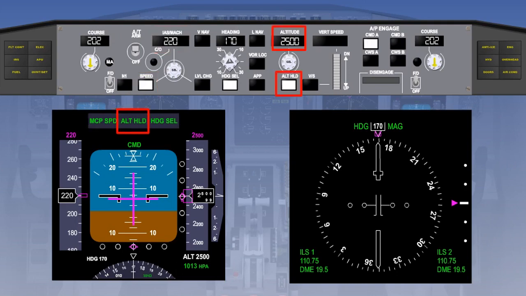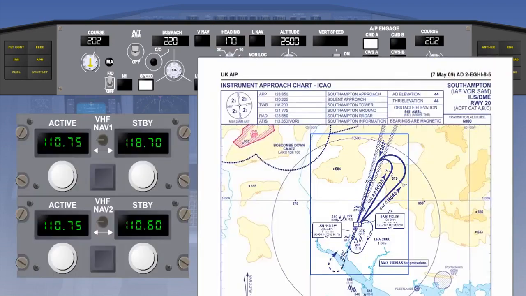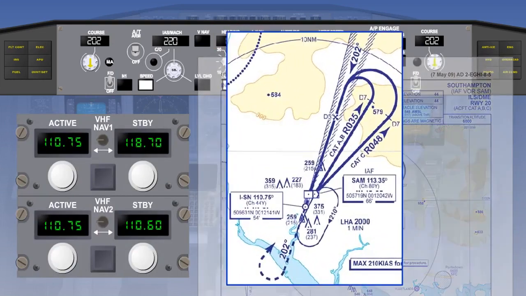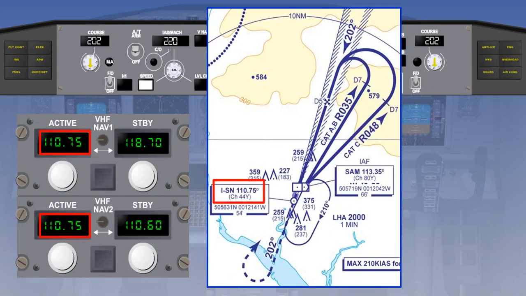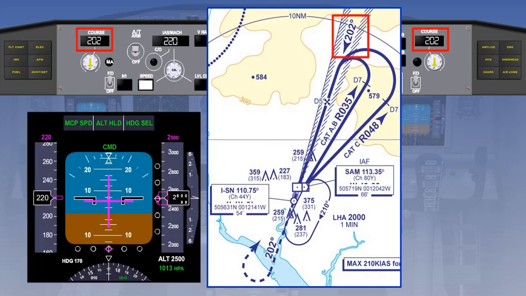Altitude hold will maintain the mode control panel height, with heading select controlling the mode control panel heading. From the instrument approach procedure, the crew will obtain the instrument landing system or ILS frequency to set on the VHF navigation radios and the inbound course to set on the mode control panel courses.